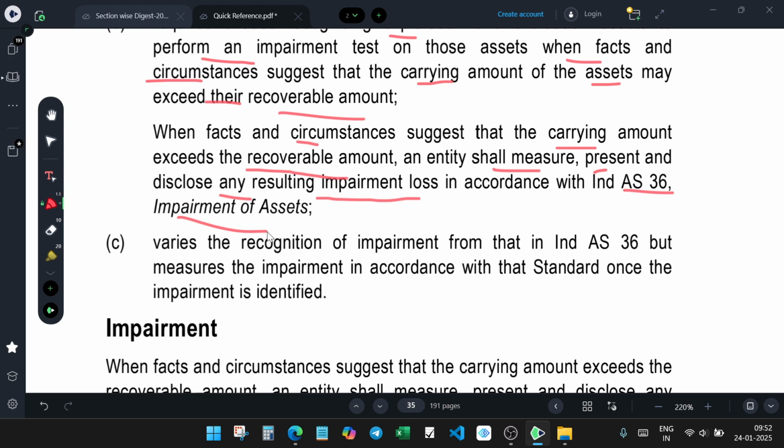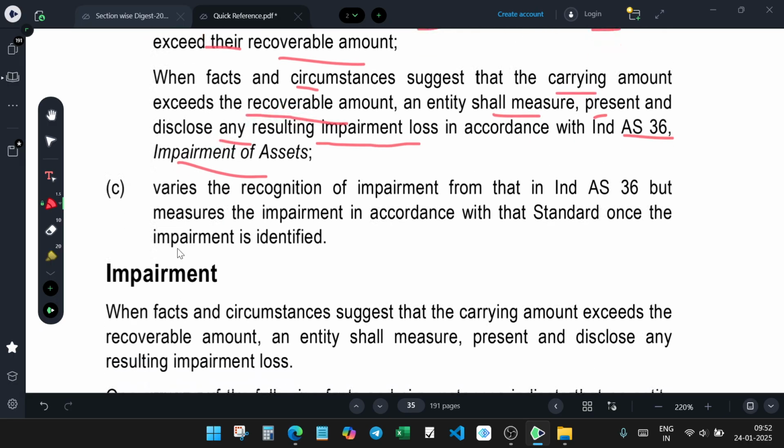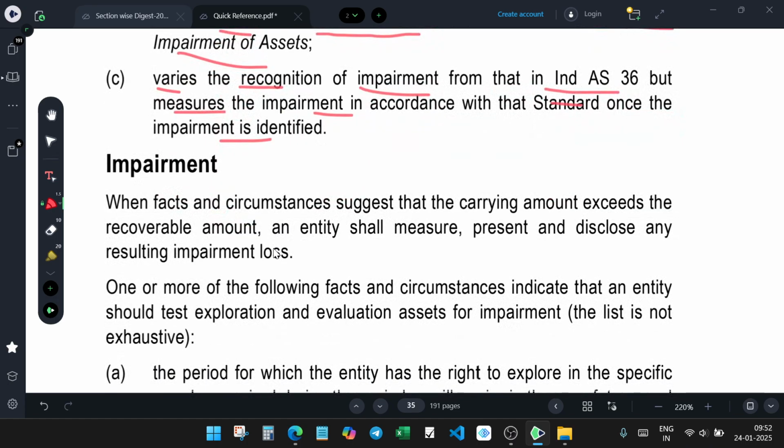If you have an asset through which you are not going to recover the total amount you are expecting, then the amount you are going to recover is very low. You are thinking that you will get around 1 crore rupees in this exploration, but the actual recoverability is only 70 lakhs. 30 lakhs is the impairment loss. The recognition of impairment is from Ind AS 36, and the measurement of impairment is in accordance with the standard once the impairment is identified.